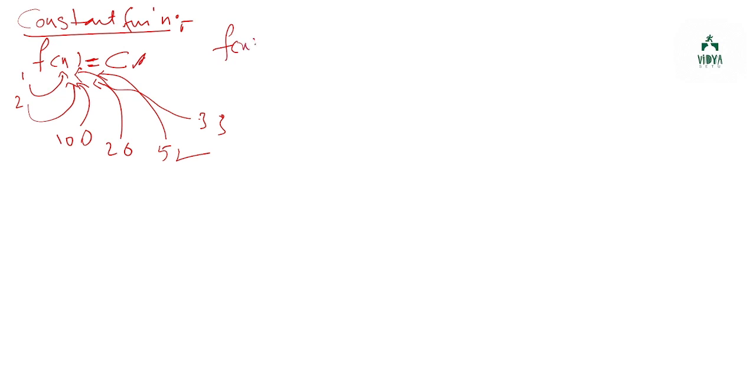I'll give an example. f of x is equal to 5. Whatever I put here, the domain belongs to real numbers. I'll put -1. What is the value? 5. I will put 0. What is the value? 5. What is the value when I put 1? It is 5.